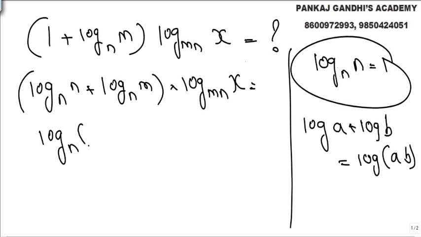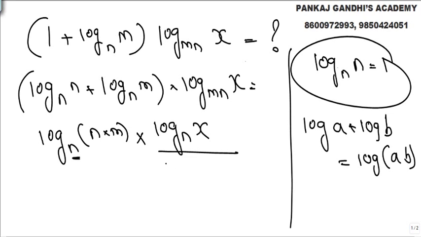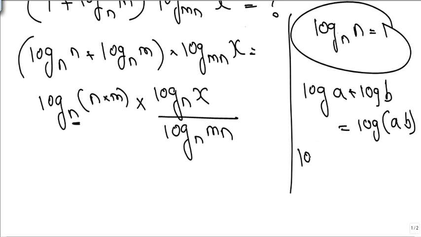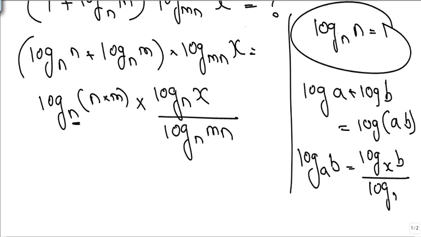Now log to the base n of m. Now I can change this base. Here I have n, so I can write this as log to the base n of x upon log to the base n of mn. Everyone knows the log base change property. The base change property for log to the base a of b: to bring in a new base, we take log to the same base of it upon log of the base. This is the property we have got. Now what all we can use here is this value.